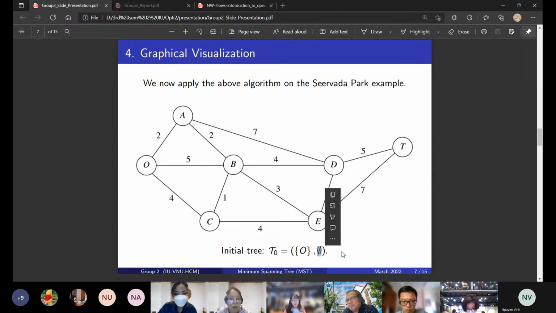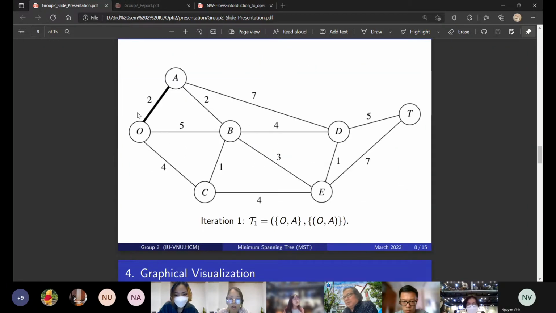Since there is only one node O in the set N prime, which does not equal the set N, we go to the next step, step 2. Among the unselected nodes, we can access nodes A, B, and C from O. The length of OC is 4, OB is 5, and OA is 2, which is the smallest value. So we can choose node A to generate an arc for the tree.